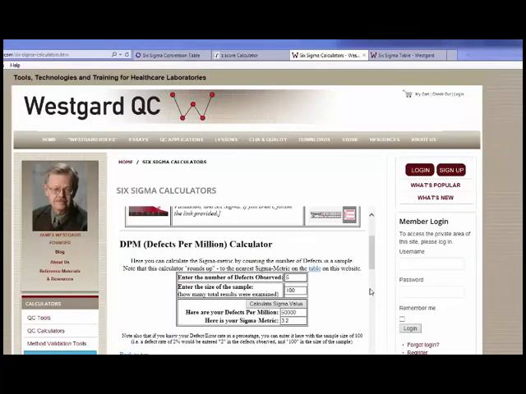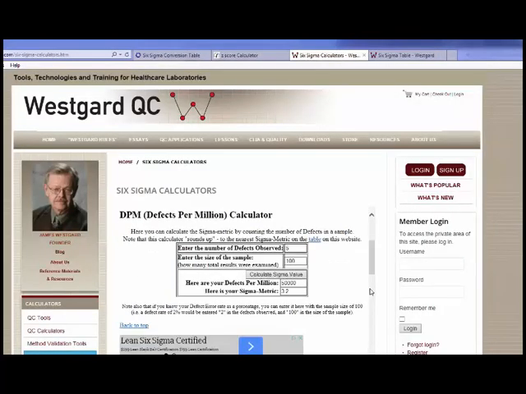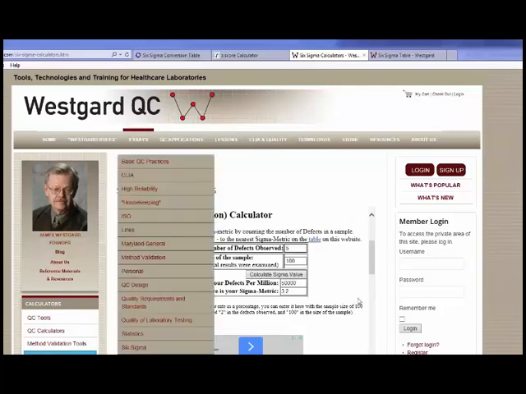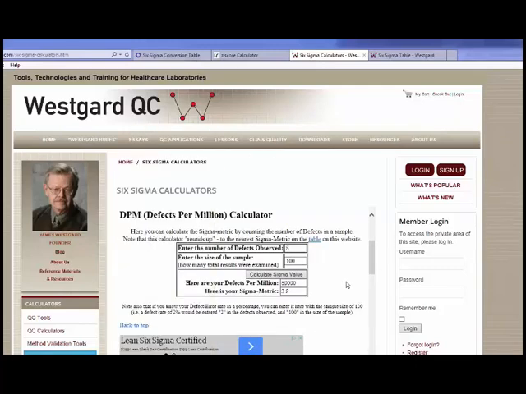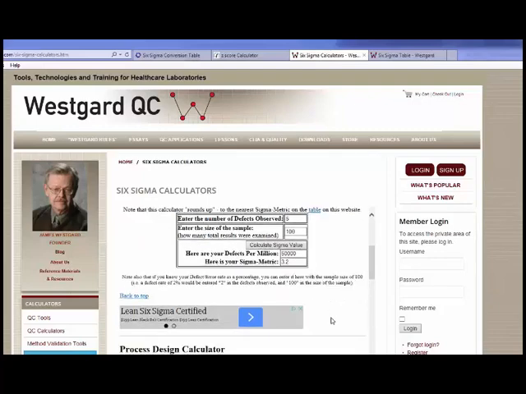Thank you, Dr. Westgard, for all the tools you provide us, but it shows the same thing about sigma. If you have 5 defects out of 100 and calculate the sigma value, it tells you your sigma metric is 3.2. But a 5% error rate typically goes with a 1.65 sigma.